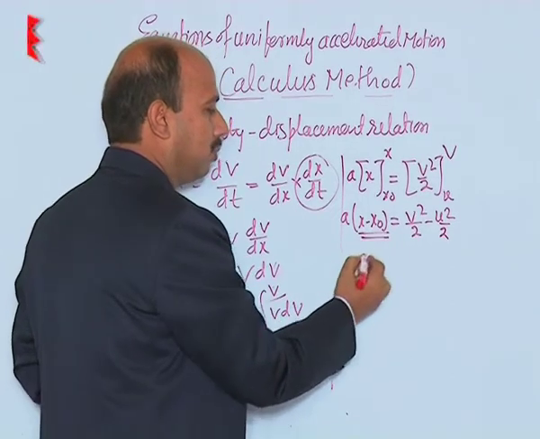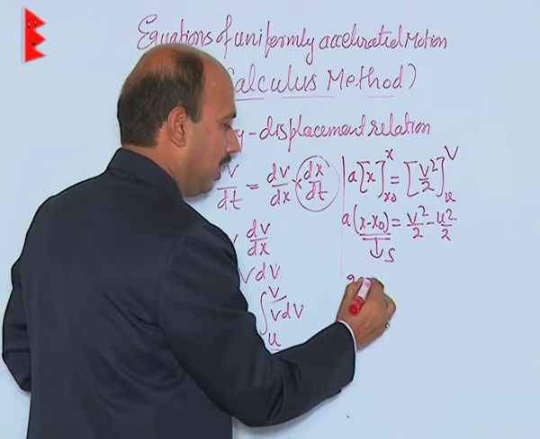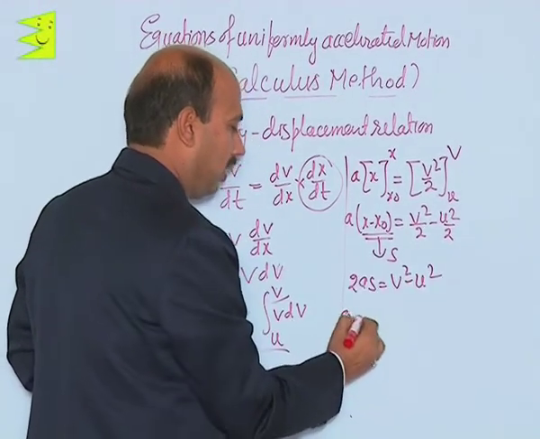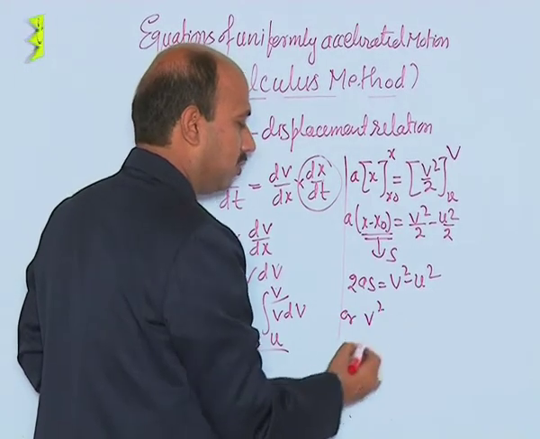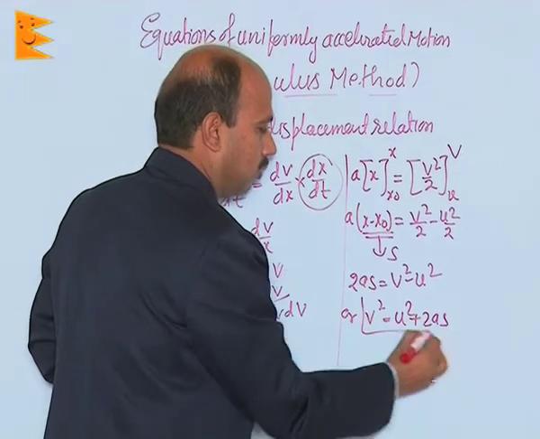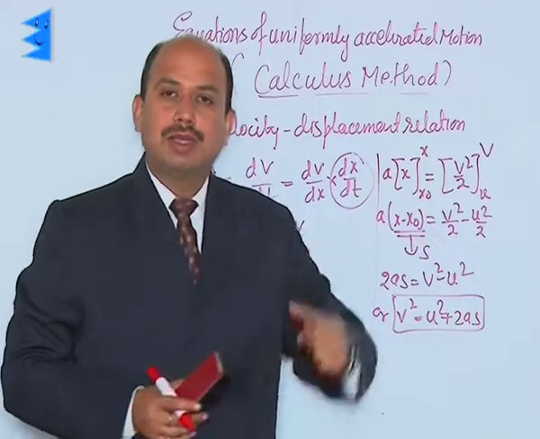This we can replace by s. So, we will be writing 2as is equal to v square minus u square, or we can take v square is equal to u square plus 2as. So, this relation is the velocity and displacement relation.